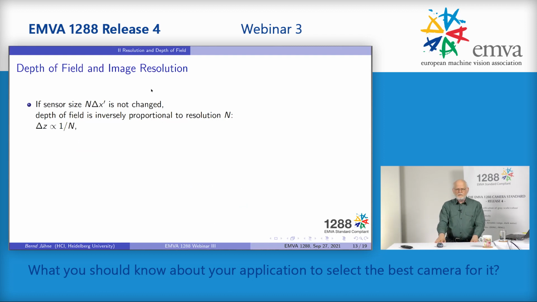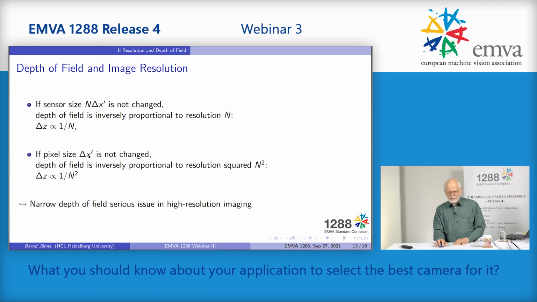Now, if you play around with another thing which many have not considered, let's assume we want the same scene, the same object taken, but now with a higher resolution. That means we could do the following. We do not change the sensor size, n times delta x, but we take smaller pixels. And then we find that if we take more pixels for the same sensor size, the depth of field is inversely proportional to that. If we say we do not want to change the pixel size because we do not want to spoil the quality of our image, then it gets even worse. If we double the resolution, then the depth of field is only a quarter. So a narrow depth of field is a very serious issue in high resolution imaging.